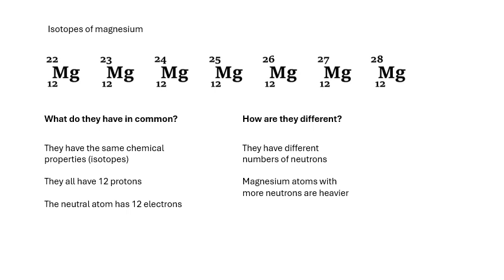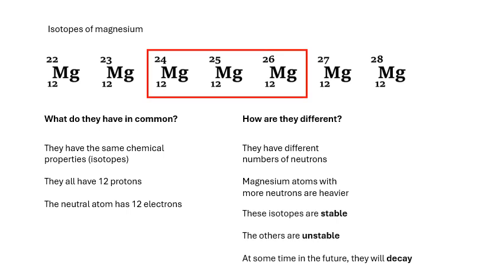They've all got 12 protons because that's the atomic number of magnesium. So 12 protons. If the atom is neutral, it's got 12 electrons. How are they different? Well, they've got different numbers of neutrons. Yes. If you had a piece of magnesium made with the heavier isotopes, then that piece of magnesium would be heavier.